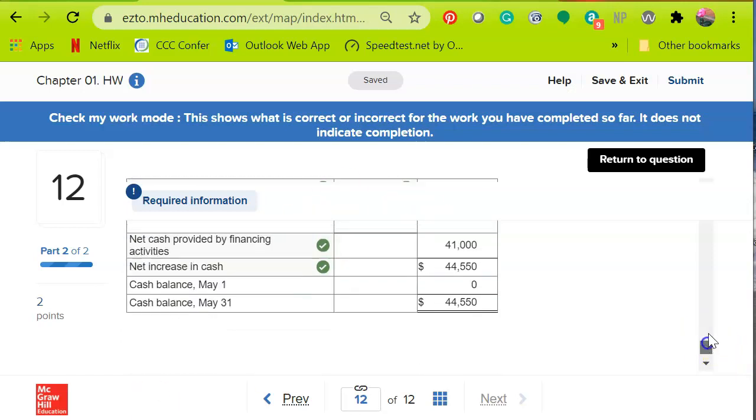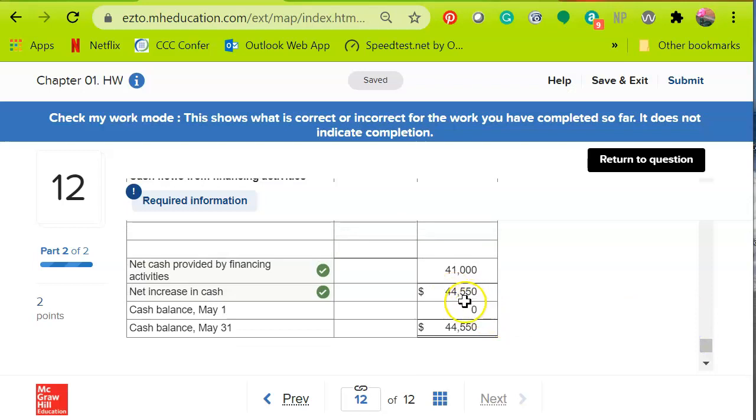And then we'll take the net of these three amounts, which ends up being $44,550. This isn't the correct amount. Again, we're incomplete, but it is calculated for you. And then it'll add to the zero. The cool thing is that your ending cash balance should agree to the balance you have of cash on the balance sheet, because this is the balance of cash as of May 31st.